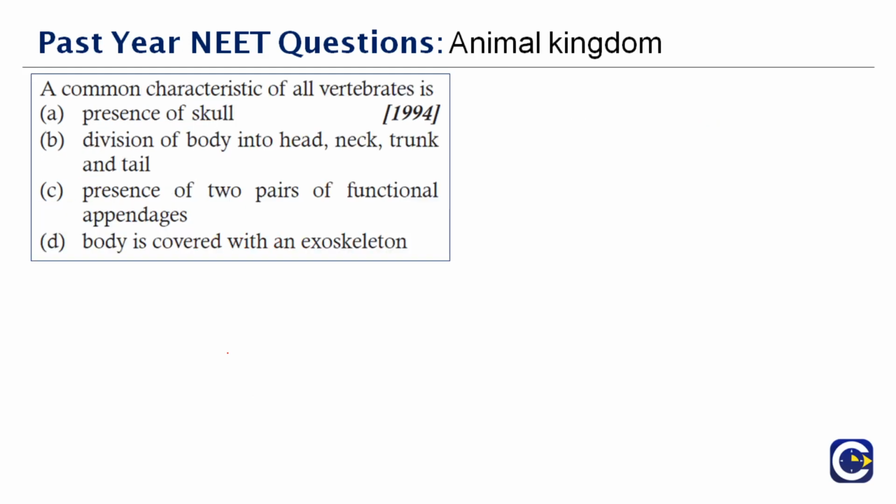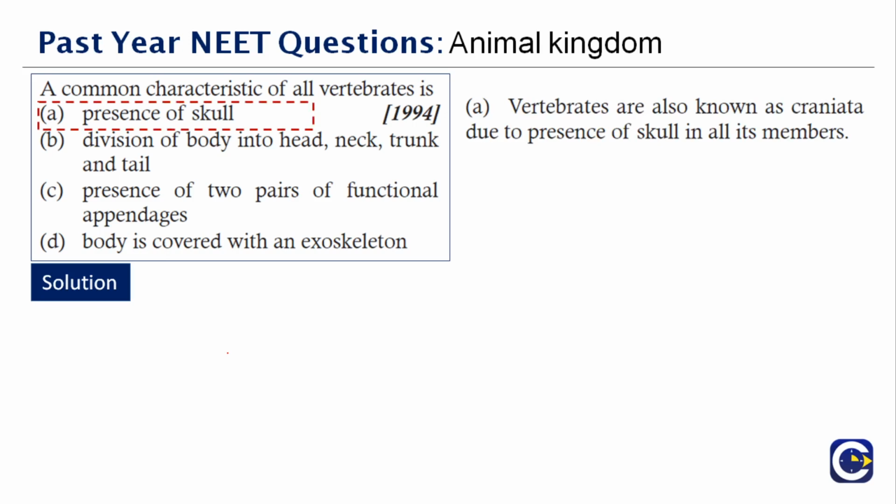Next question here. A common characteristic of all vertebrates is dash. Easy question for you to answer. Division of the body into head, neck, trunk and tail. Of course, presence of two pairs of functional appendages. See, they are talking about a common characteristic, that is, every vertebrate should have. Right? The correct answer is presence of skull. Vertebrates are also known as craniata due to the presence of a skull in all its members.